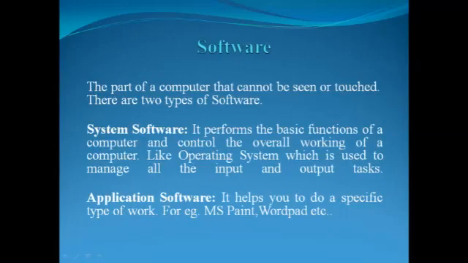Now, let's talk about application software. It helps you to do a specific type of work. For example, MS Paint, MS WordPad, etc. Like in Paint, you can do painting and you can draw many pictures. You can take the example of calculator also. You can use the calculator for doing some calculation work.